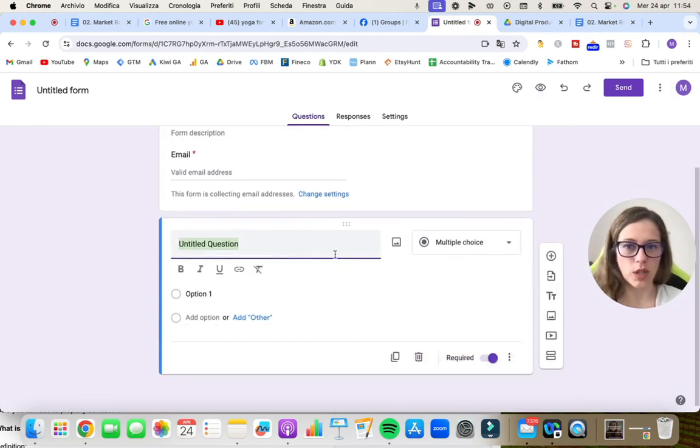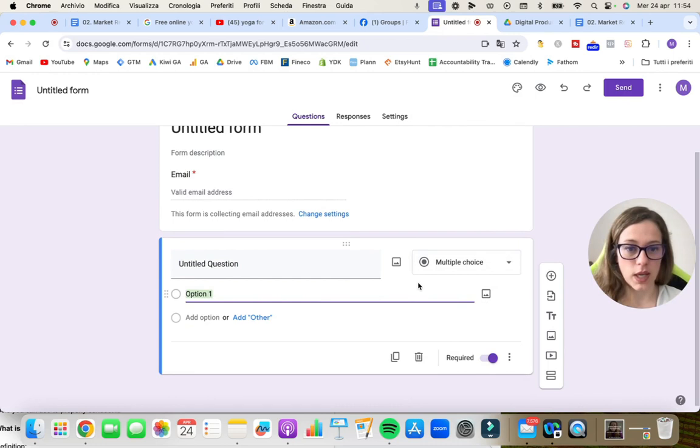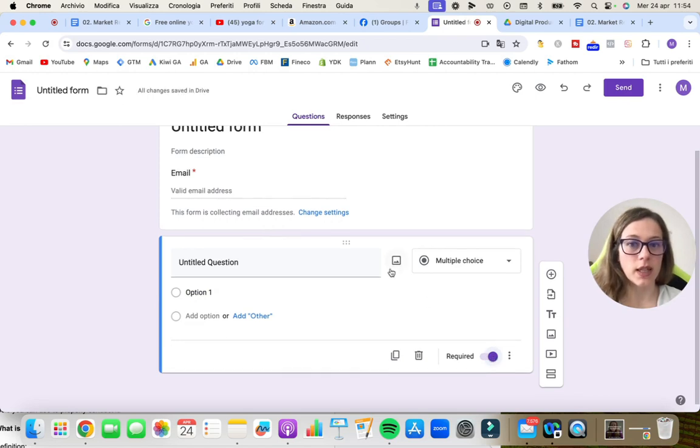You simply go here, you type in the question, you select if it's a multiple choice, a checkbox, a drop-down. If you want them to just type in a short answer, that's it. If it's mandatory, you simply tick this one, and that's it.